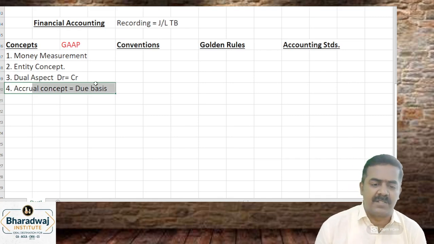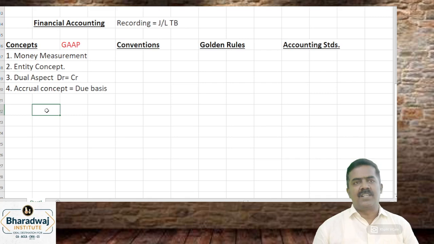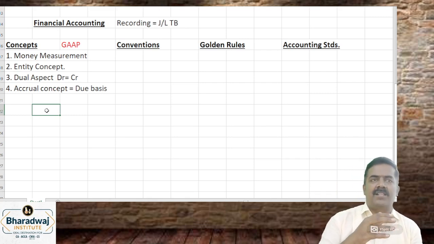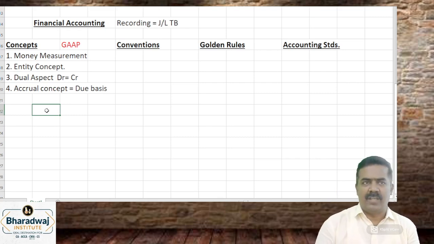We record on what basis? Due basis. For example, you made a fixed deposit in bank. Bank will pay interest after 6 months. Okay, but interest is accrued.